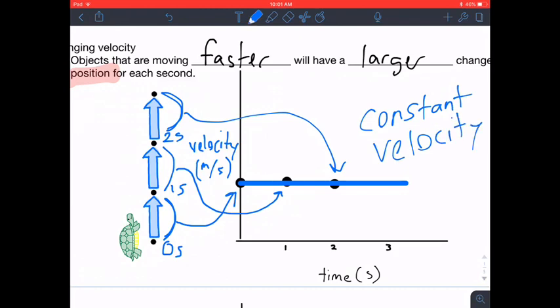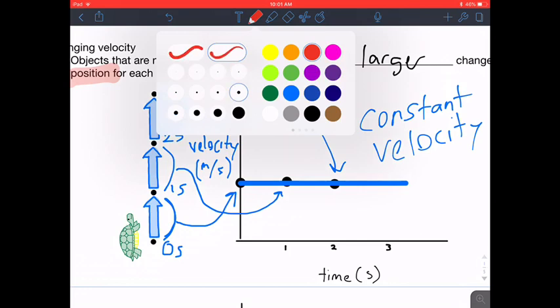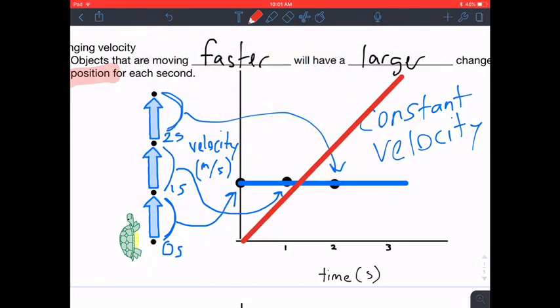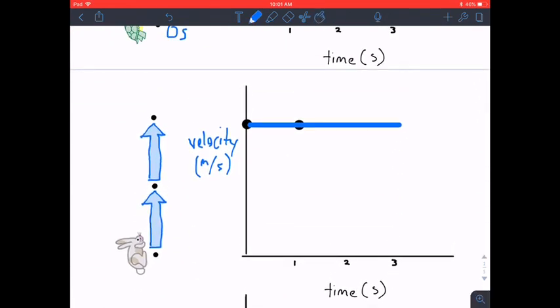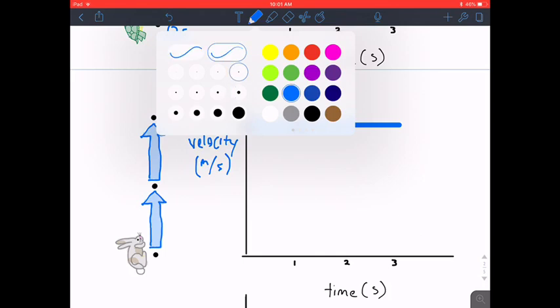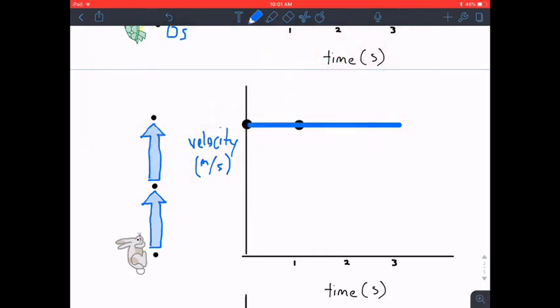velocity. When we're drawing a position and time graph, constant velocity looks like this. The object is gaining position every second with a constant slope. But in this case, we're only talking about the velocity itself. And since the velocity remains constant, the y value will remain constant also. Let's look at this rabbit. The rabbit is also moving at constant velocity, but the rabbit is going faster. So we graph the velocity higher up on the y-axis.